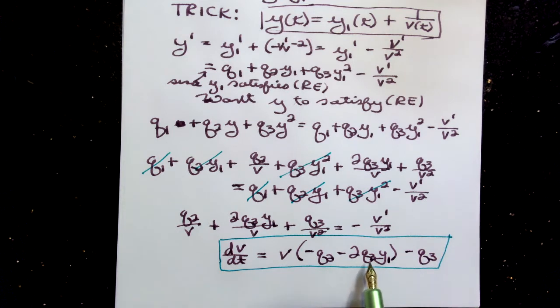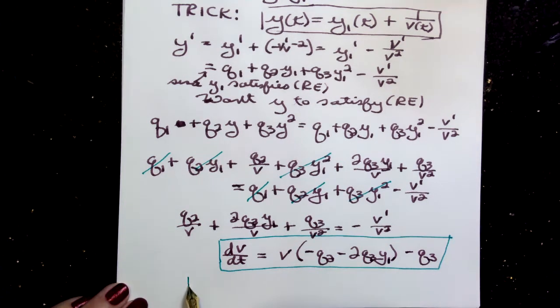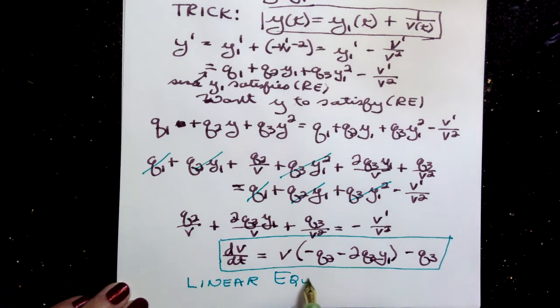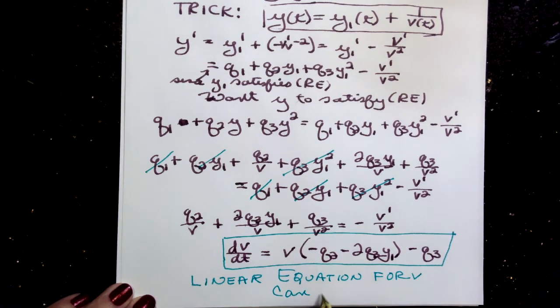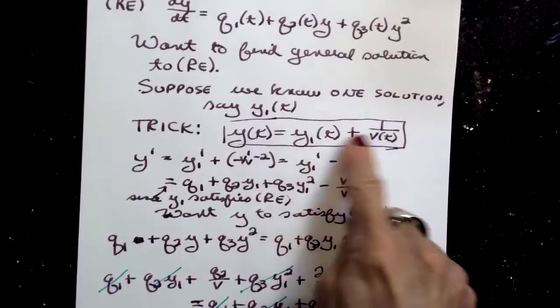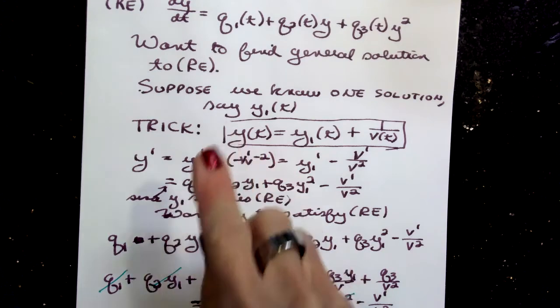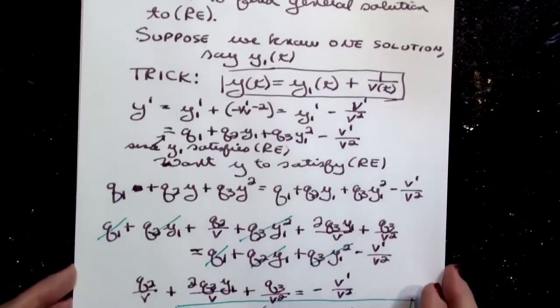now remember, Q3, Q2 are given in the equation. Y1 is the known solution, so you know that. So you know everything over here except V and dV dt, and then notice this is a linear equation for V. So we can solve by the methods we learned a week ago. Okay, so once we know V and we know Y1, then we can come back and say what the general solution is. Okay, so that's it for Riccati equations.